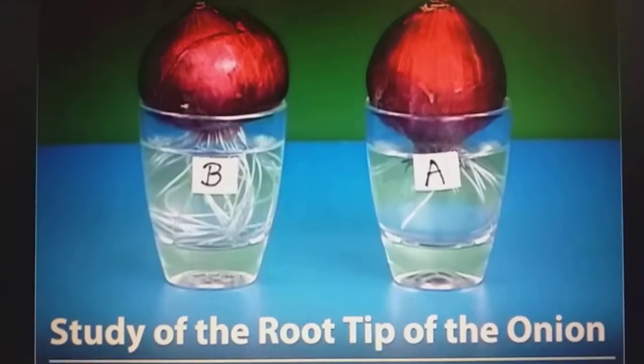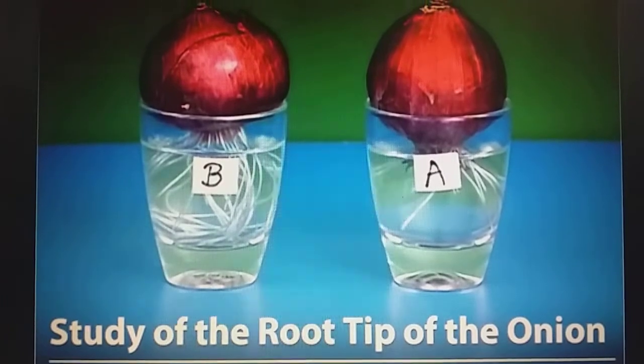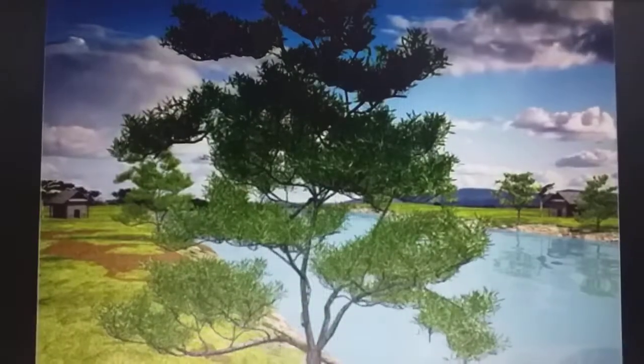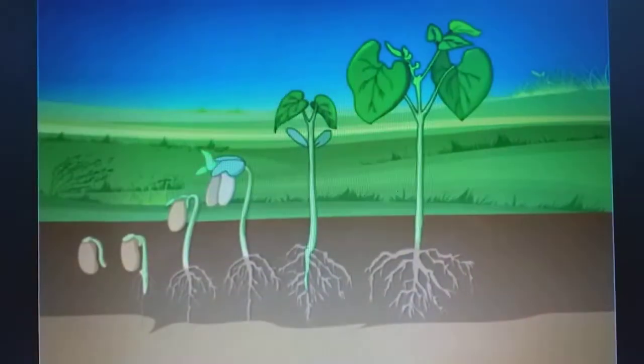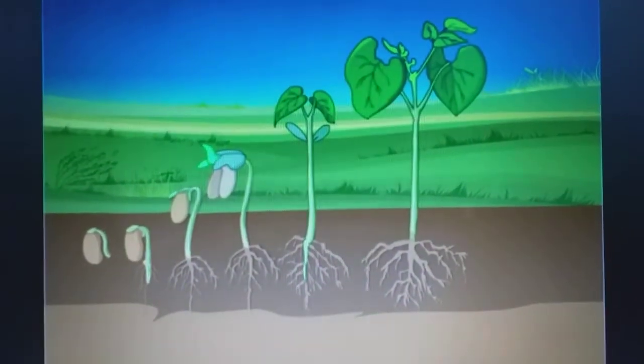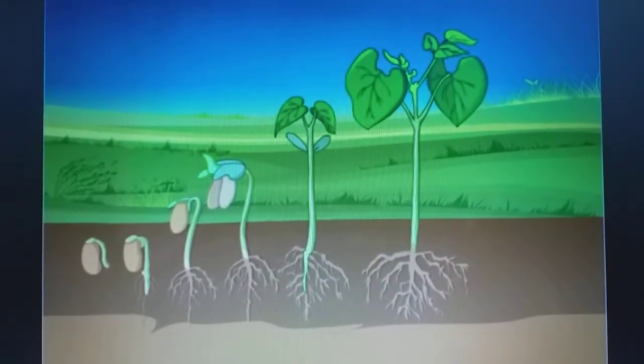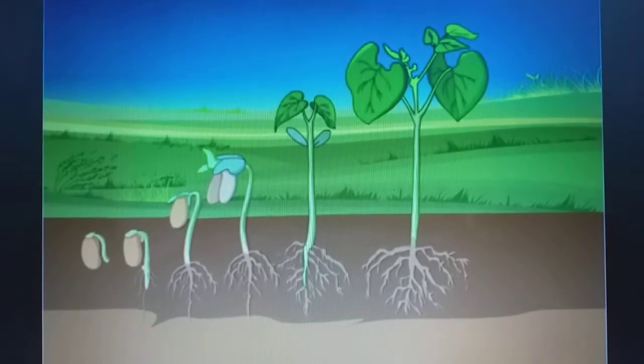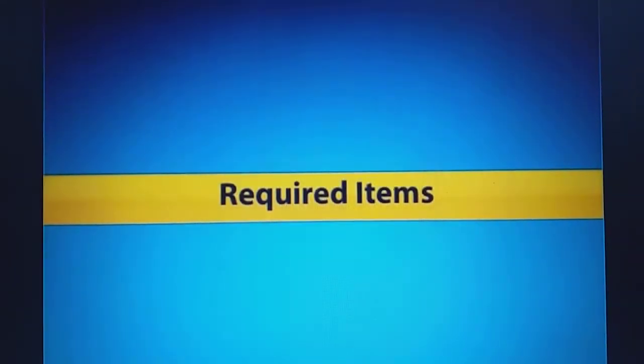Now, the study of the root tip of the onion. In this activity, you will learn about tissues present in the root tips. Do you know how plants grow? Well, it is the continuous and active division of cells at the apex of the plant that results in its growth. Let us conduct an activity to study cells and tissues that help a plant to grow by observing the root tip of the onion.